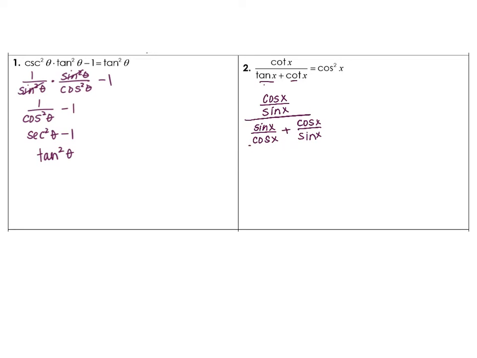And again, in this denominator, we do need to get a common denominator and add those fractions. So the numerator, cosine x over sine x, I'm just going to bring that down. And all of that is over, and then in the denominator, we're going to cross multiply here. Again, we're going to get sine squared x plus cosine squared x.